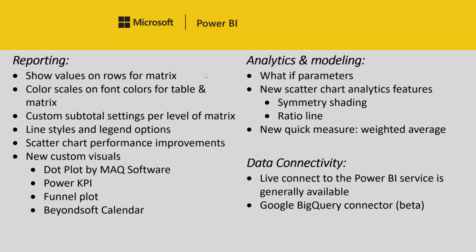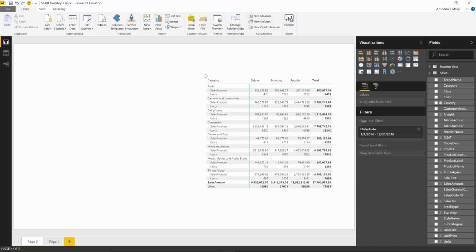Our next feature is a new functionality for both the table and matrix. It's another addition to our conditional formatting experience. So we've already had the ability to use color scales on the background color of your cells, and also to add data bars. And this month we're adding the new option to do color scales on your font colors as well. So let me show you that.